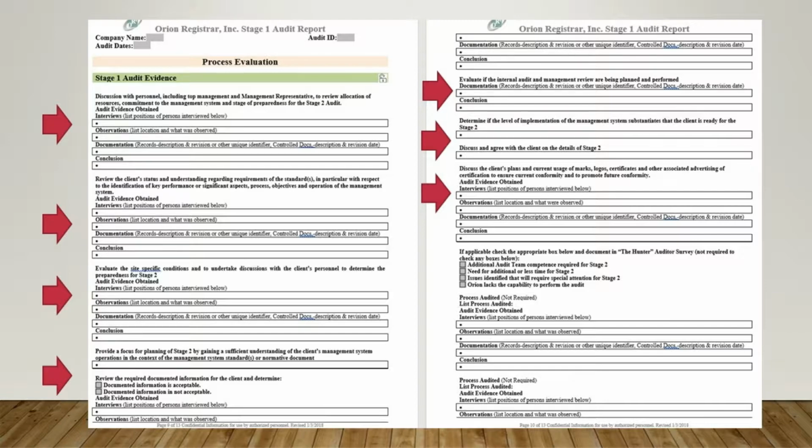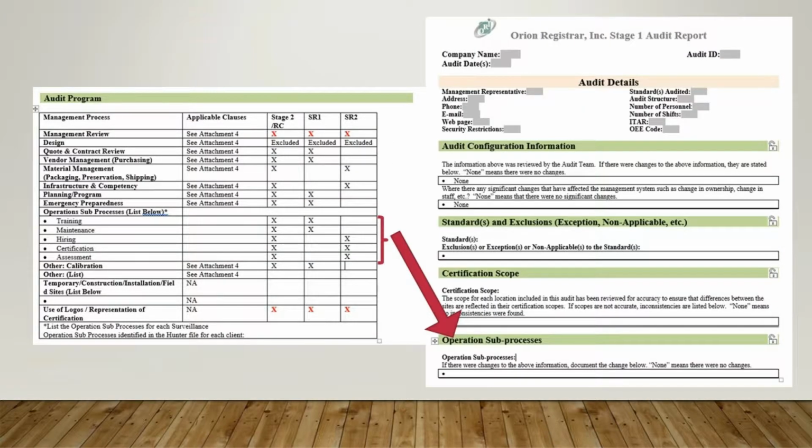Here's an example of the audit program section properly filled. Pay attention to the sub-processes, as they must be the same as the ones that were mentioned before in this report. The audit program includes the whole certification cycle. In Stage 2 and recertification, all the processes will be audited. For surveillance audits, only parts of the processes will be audited.